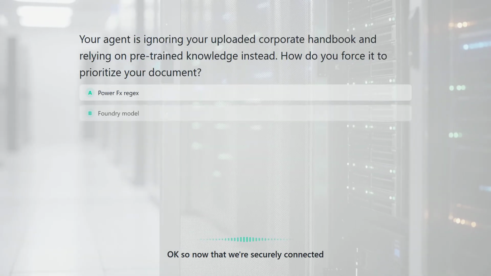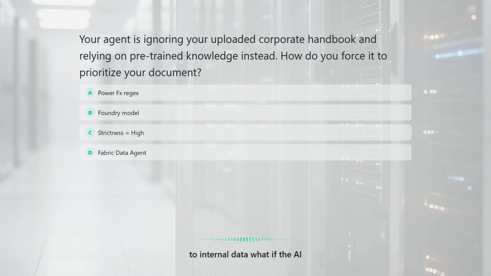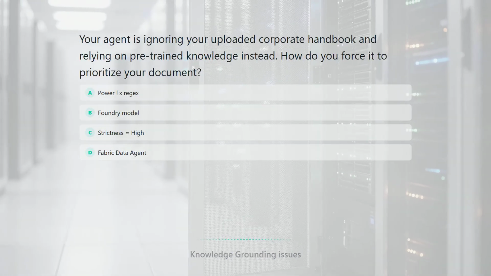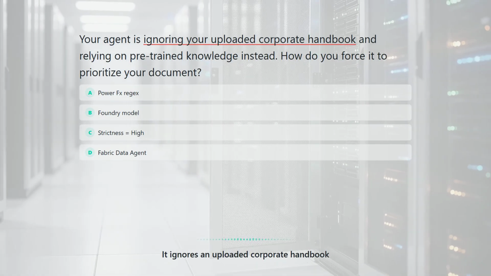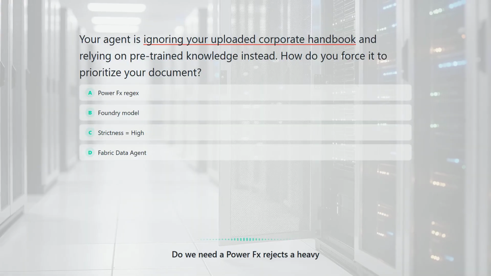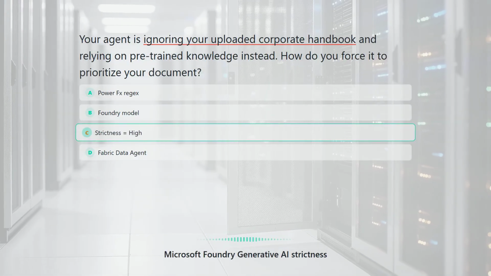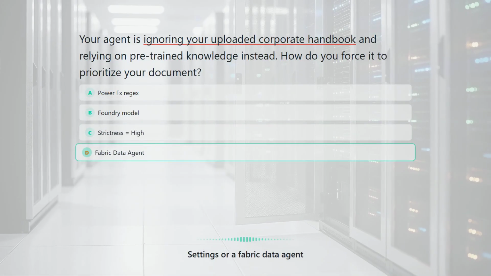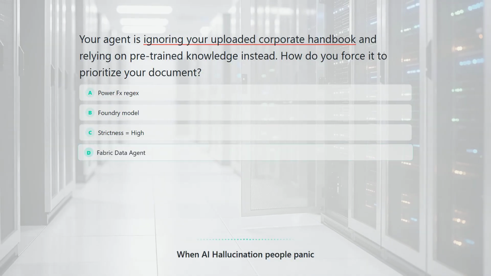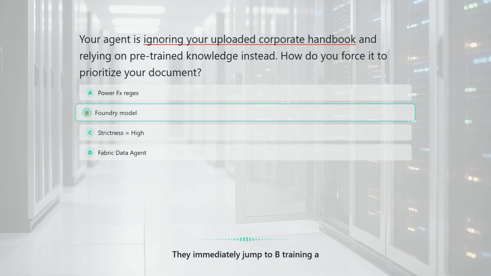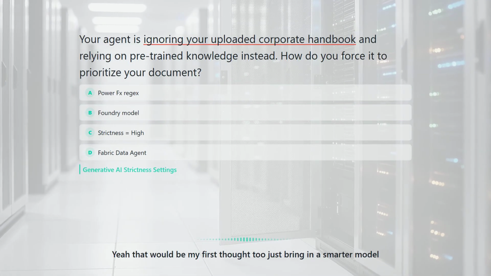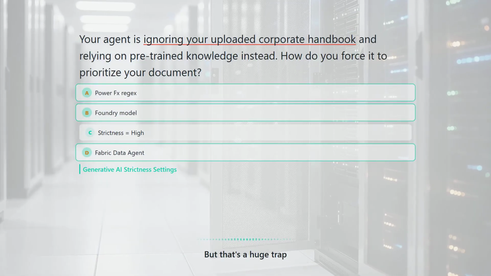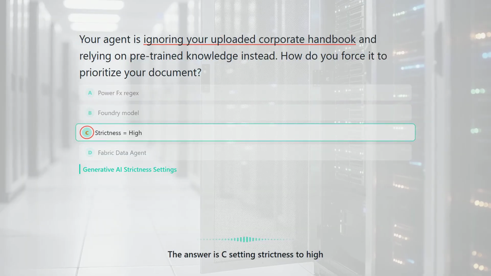Okay, so now that we're securely connected to internal data, what if the AI simply ignores it? Knowledge grounding issues, like it ignores an uploaded corporate handbook. Do we need a PowerFX regex, a heavy Foundry model, strictness set to high, or a Fabric data agent? When AI hallucinates, people panic. They immediately jump to option B, training a heavy custom Foundry model to fix it. Yeah, that would be my first thought too. Just bring in a smarter model. But that's a huge trap. The answer is C, setting strictness to high.